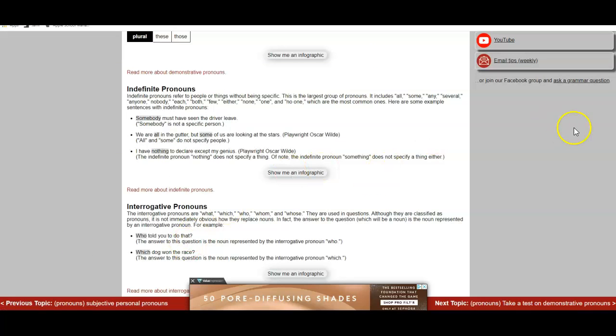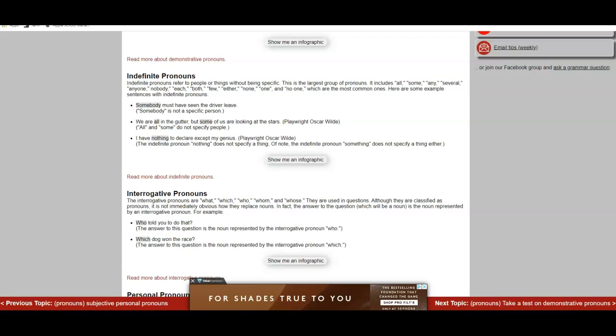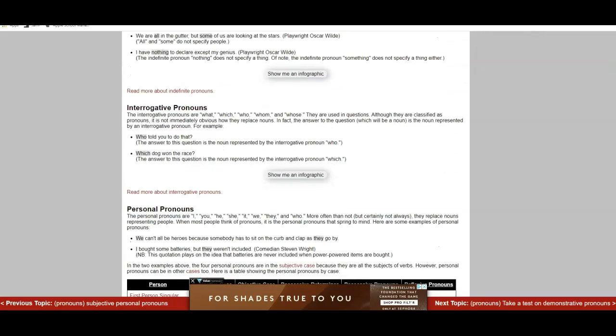So let's go over the types of pronouns that you're asked about on the quiz. The ones on the quiz are personal, possessive, reflexive, intensive, and reciprocal. They're not worried about indefinite and interrogative.